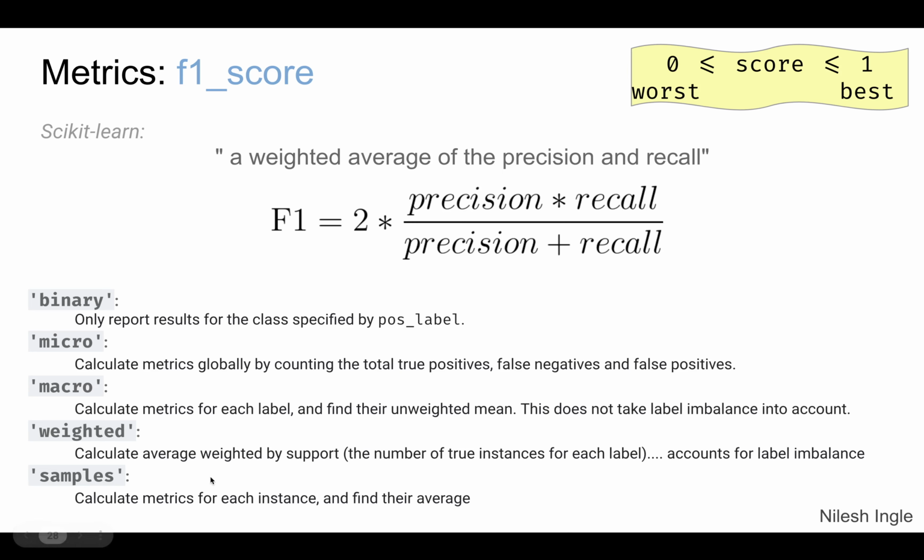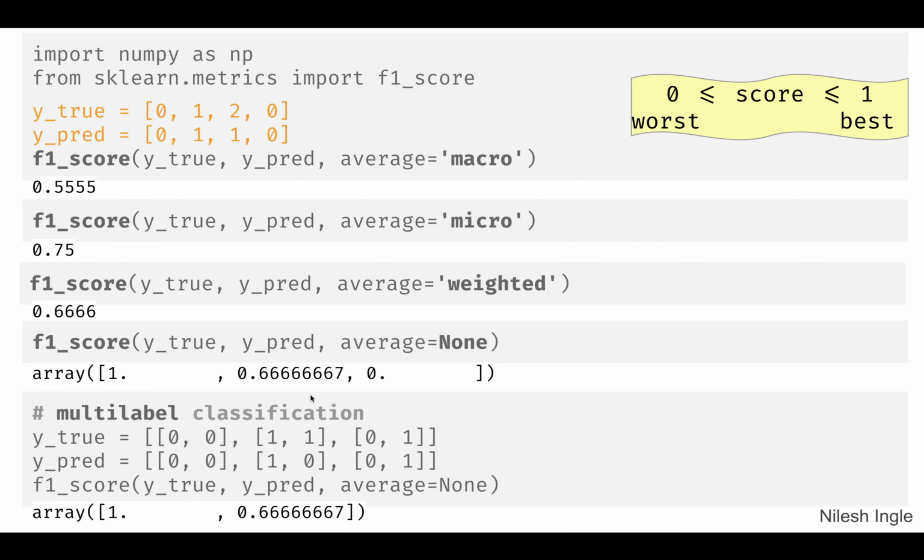So to get a good grip on what these do, I'd suggest running different codes and seeing how that works. So for example, here we have these two values, y true and y pred. If we specify macro, we get a value of 0.5. We specify micro, we have a value of 0.7. For weighted, it's 0.6. If it's none, then we get these values.